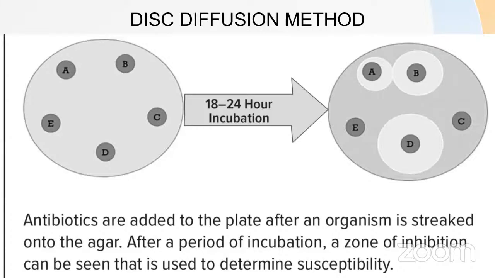So this is the disc diffusion method. In the agar plate, antibiotics are added to the plate, which has been streaked with the inoculum. After a period of incubation of about 18 to 24 hours, a zone of inhibition is seen here, which determines the susceptibility to the antimicrobial agent. The wider the diameter of the zone of inhibition, the more susceptible.